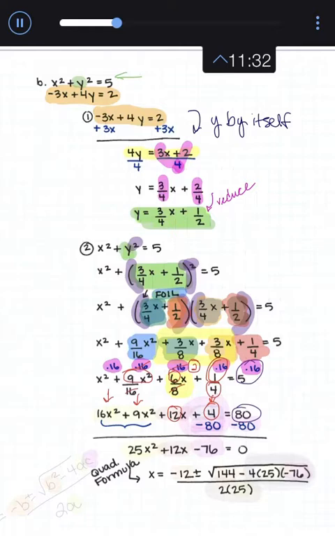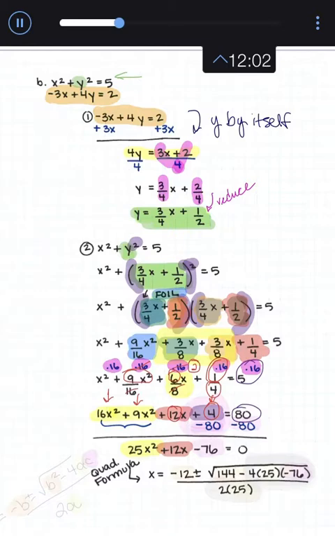Again, we aren't quite done. We have to combine our like terms. Our first set of like terms that we get after this is a 16x squared and a 9x squared, which gives us a 25x squared. We have a 12x that wasn't touched, and we have a 4.